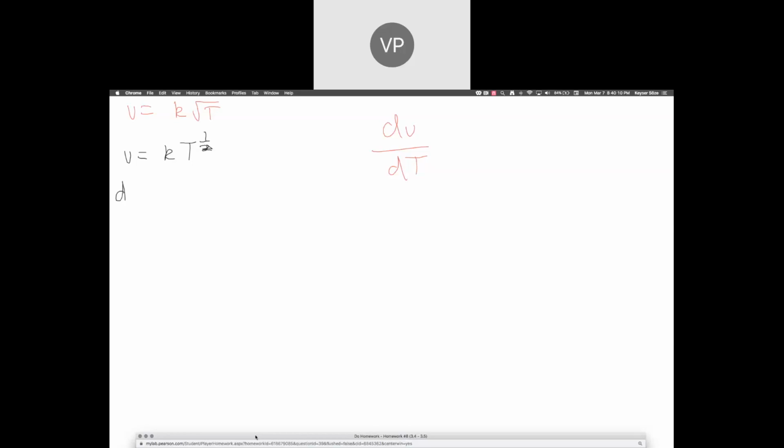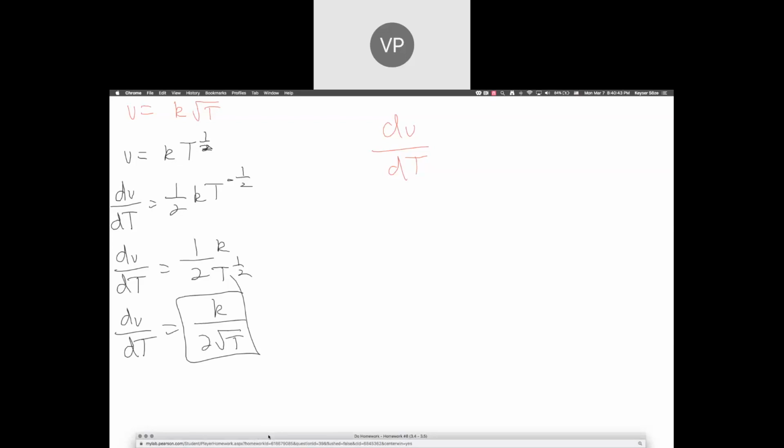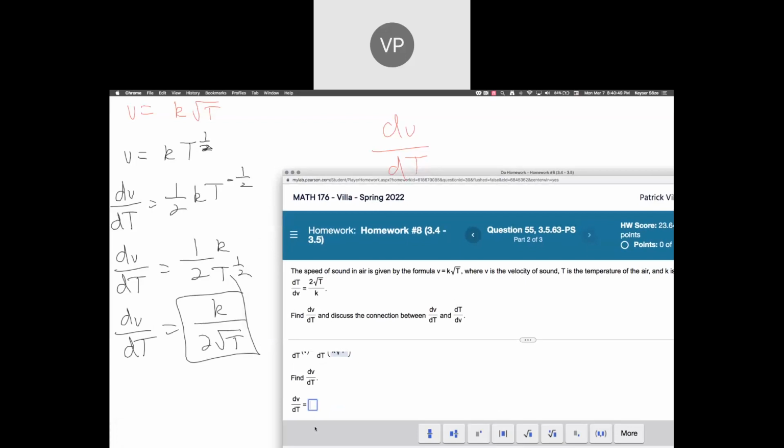Once more, dv dt is going to be the 1/2. We're just applying our good old power rule, where we move the 1/2 out in front, we take the power and we subtract it by 1, and this is, believe it or not, the derivative. 1 over 2, we have a k on top, and remember that t becomes a 1/2 on the bottom. So I'm just cleaning it up right now. That's a k over 2 square root of t. That's our derivative right there. That's what we're going to plug into this second question right here.